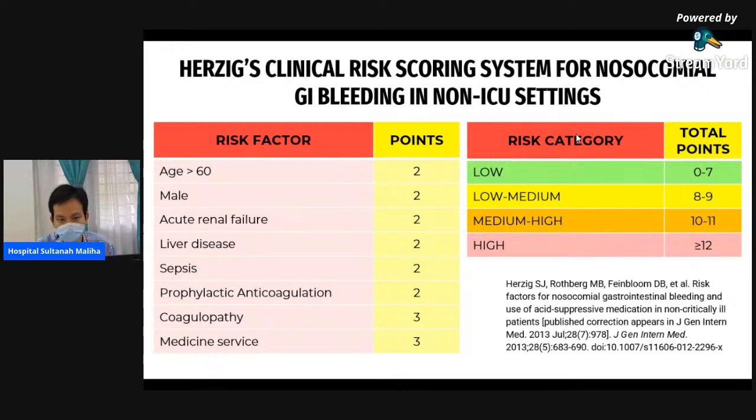So adding up the total risk score can tell you that 0 to 7 is low risk, 8 to 9 is low medium, 10 to 11 is medium high, and 12 and above is considered high risk, and you should give PPI per se.